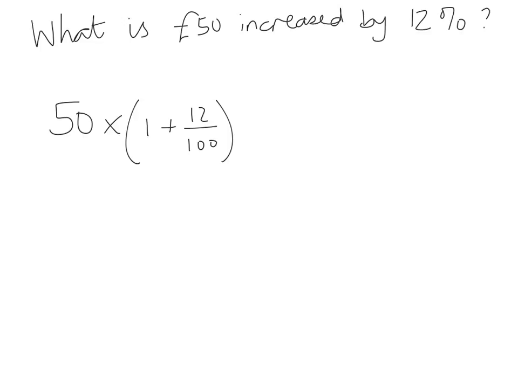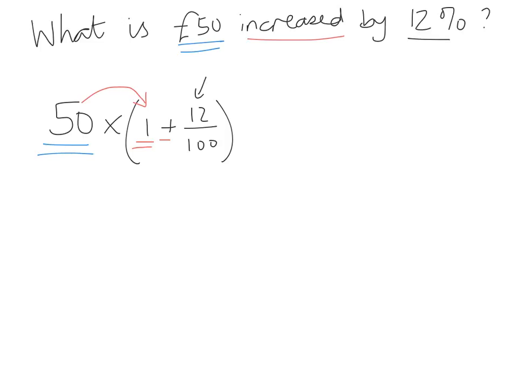Now looking at where all those numbers are coming from, the 50 is obviously my original £50. Now, because I'm increasing this, the amount is going to get bigger. So I've got the original 50, and if I multiplied that out, that would give me my original £50, and then 12% more. So because it's 12% more, I'm going to add something on, and then the 12% gives me this 12 over 100. So essentially, all I'm going to do is calculate this.